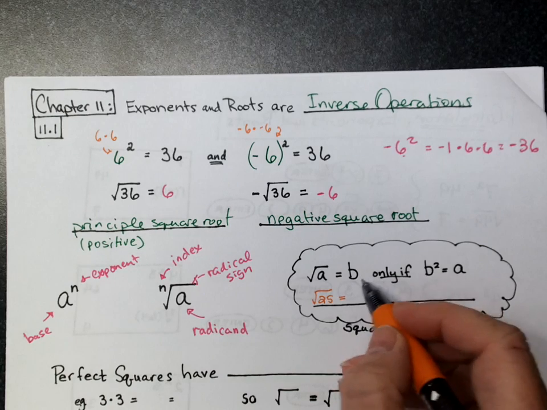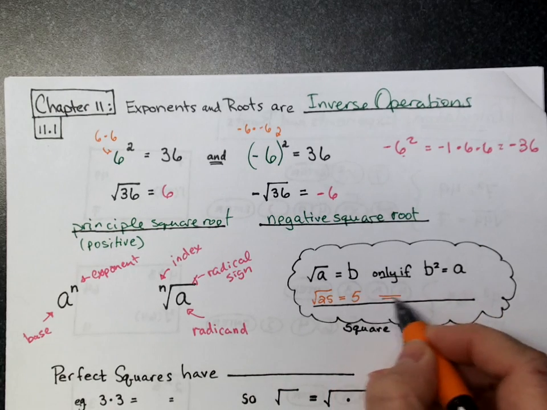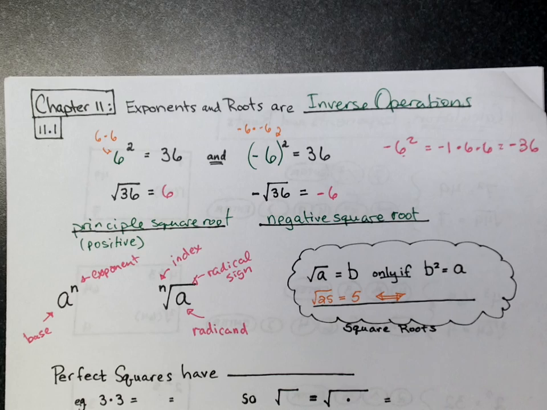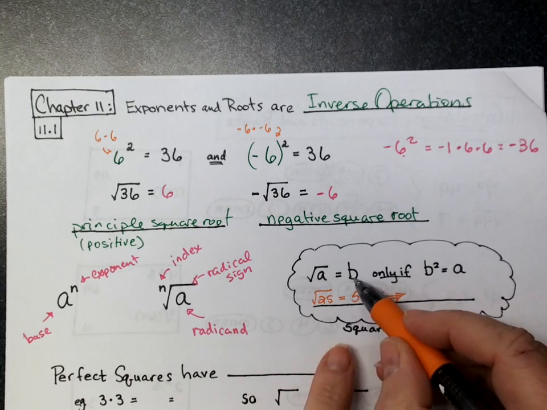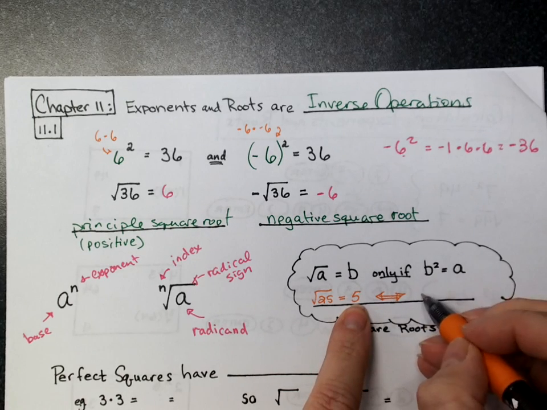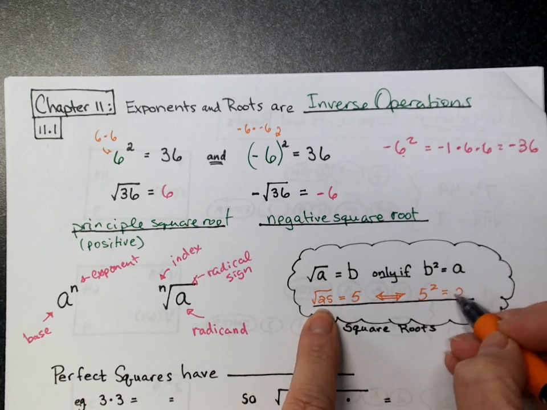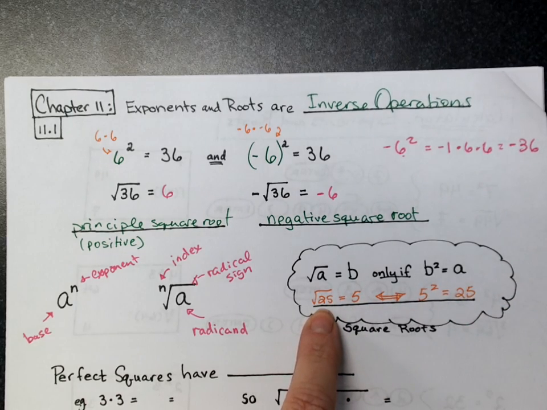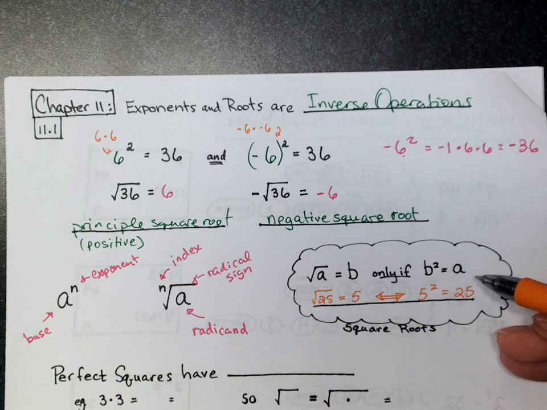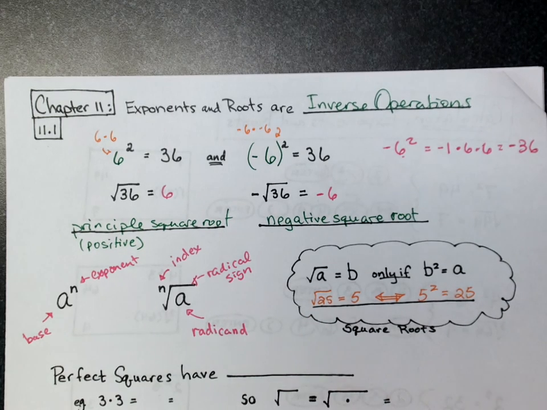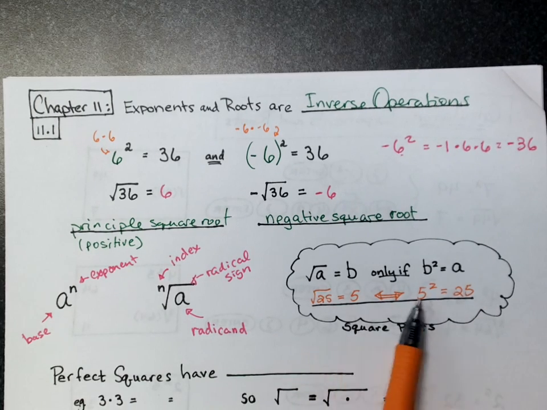equals 5. But that only fits the algebraic definition of a radical if b, which is 5, squared is equal to a, which is our radicand, 25. Okay. So this formal algebraic definition just proves, it shows that these are inverse operations. This is only true if this is true and vice versa.